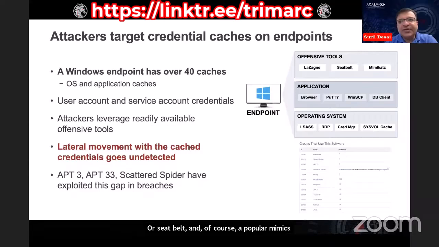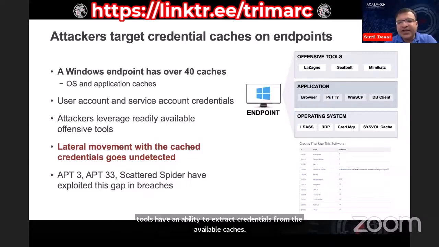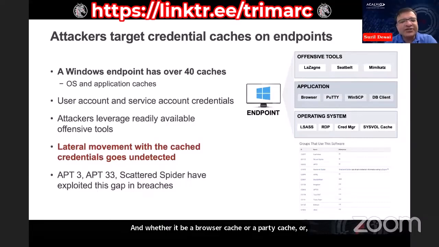These tools have an ability to extract credentials from the available caches, whether it be a browser cache or a PuTTY cache, or in the OS case, an LSASS cache or a SYSVOL cache. So they extract these credentials, and once they extract the credentials, they attempt lateral movement with these credentials.